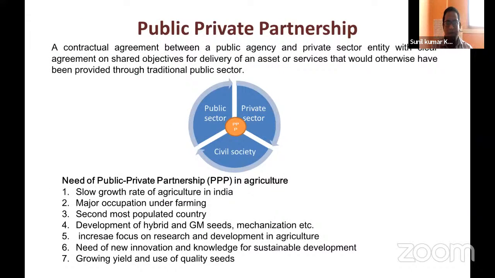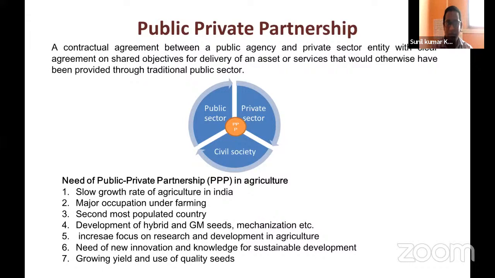Coming to the public-private partnership, what is this? They generally ask for it in examinations. A public-private partnership is nothing but a contractual agreement between a public agency and a private sector entity, with a clear agreement on shared objectives and delivery of benefits: who will provide delivery, what type of assets have to be used, what type of public sector involvement, and what can be shared by every sector, like the public sector, private sector, and civil society itself. Civil society means the NGOs working in the area.